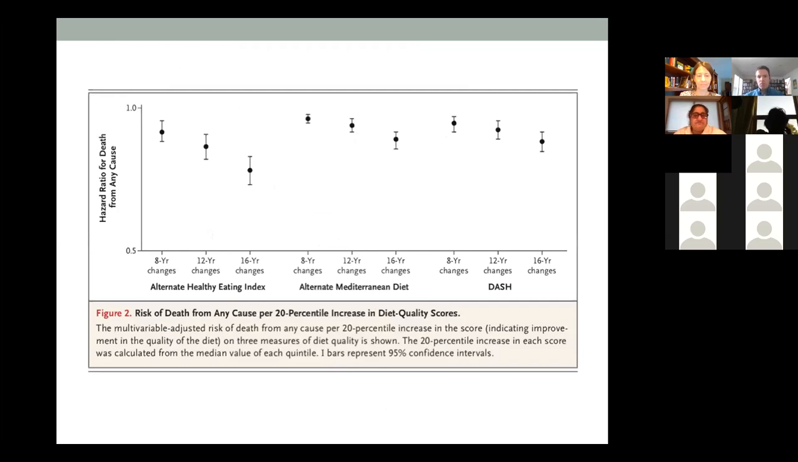Here's another way to look at it. Again, I'm sorry, I didn't put a reference here, but this comes from that same paper that I mentioned in the previous slide. On the y-axis is the hazard ratio of death from any cause, and this is three different dietary scores. This is the one you already saw with the alternate healthy eating index. There was another one called the alternate Mediterranean diet score and the DASH score. Basically, if there was a 20 percentile increase in the score over a 16-year period, there is a substantial reduction in the hazard ratio of death. And this is a visually nice look at what can happen if people just eat better. So I think I've beaten that one to death.